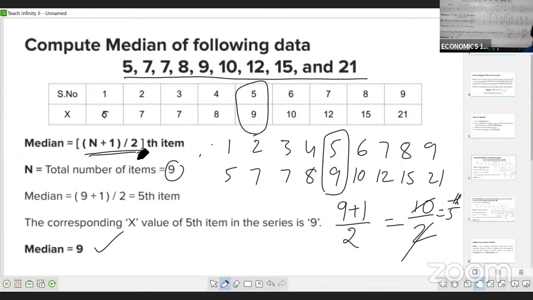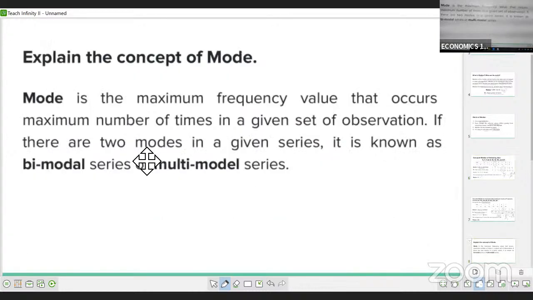Next, we'll go with the next concept. Next 2-mark question, that is, explain the concept of mode. Okay, so what is mode now? This is also a 2-mark question.